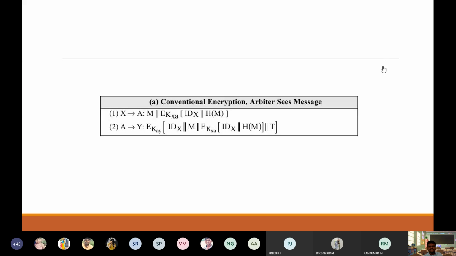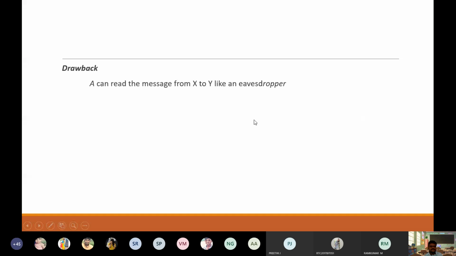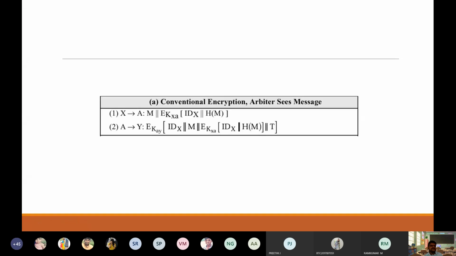Anybody? No doubt, sir. Okay, so this is known as the first type, conventional encryption, where the arbiter sees the message.